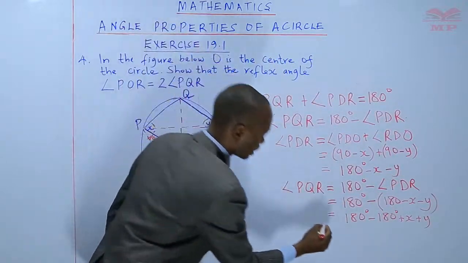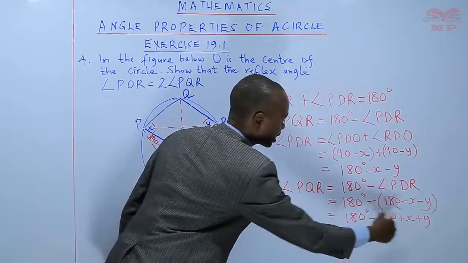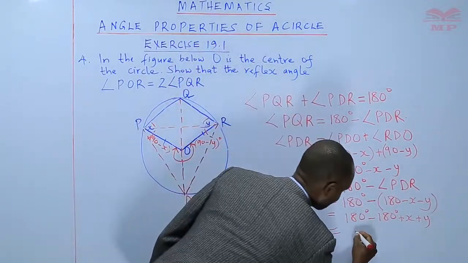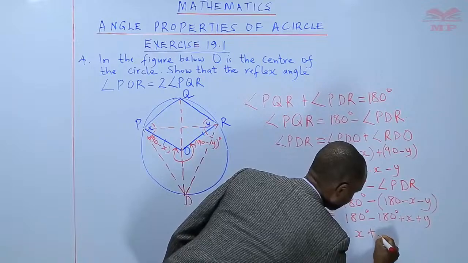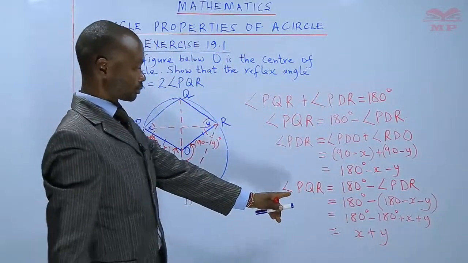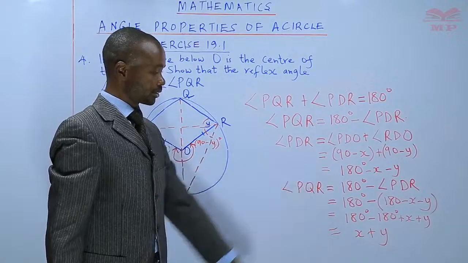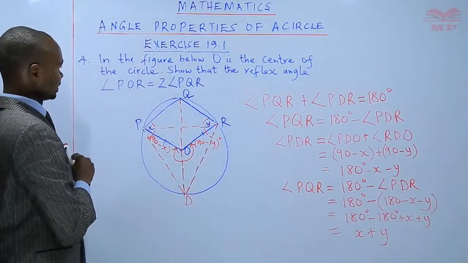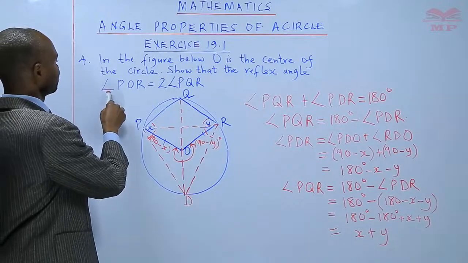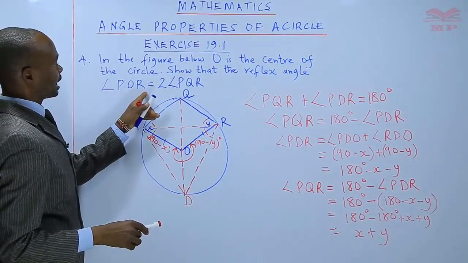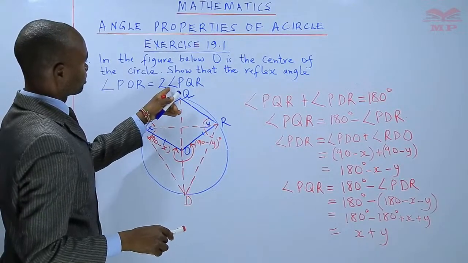The final answer will give you 180 minus 180 is 0. So you'll remain with x plus y. That is the value of which angle? PQR. You'll go back to what they asked you, isn't it? Prove that the reflex angle POR is twice PQR.